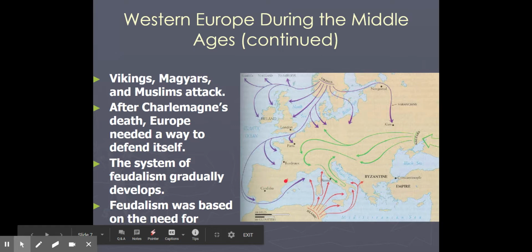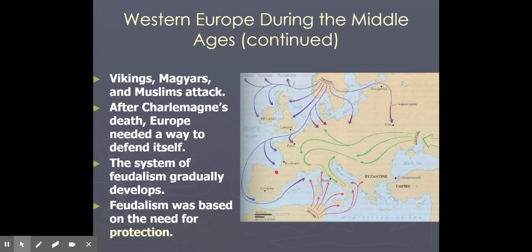Right? So Europe needed a way to defend itself after Charlemagne died. He was the strongest warrior, the best king there was. But after he died, his three grandsons couldn't decide on who would be the emperor of the Holy Roman Empire, and so they split the kingdom, each son taking a third. And so the kingdom was weaker already.